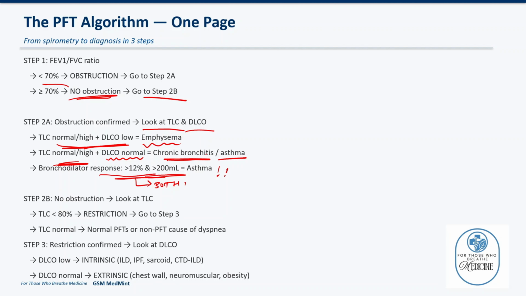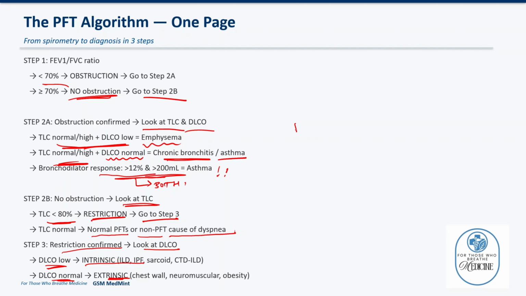So step number 2B, if there is no obstruction, then look for the total lung capacity first. TLC less than 80 confirms our restriction. Go to step number 3 directly. Then if the TLC is normal after there is no obstruction, you should look for pulmonary and non-pulmonary causes of the dyspnea. Step 3, restriction is confirmed, so look for the DLCO. If DLCO is low, it is intrinsic pathology. If DLCO is normal, it is extrinsic pathology.